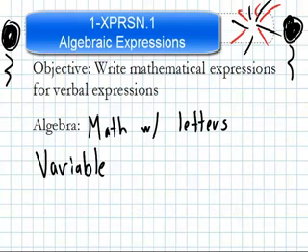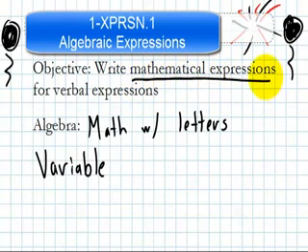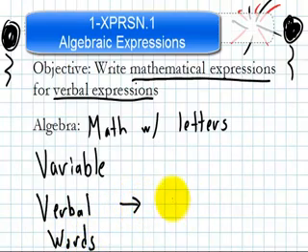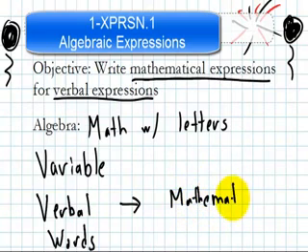Anyway, here's our goal for today. The objective is to write mathematical expressions. So let me underline mathematical expressions. And we're going to go ahead and write mathematical expressions for verbal expressions. We're basically transforming verbal expressions, which is another word for words, into mathematical expressions. And, well, for this one, algebraic expressions.